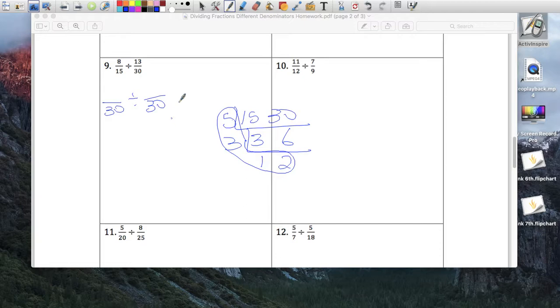So let's rewrite our fractions. How did the 15 become 30? It's times 2. So I'm going to multiply the top times 2. 8 times 2 is 16. The other one's already a 30, so no changes are necessary. So the only fraction that's going to change is this one. The 8 over 15 becomes 16 over 30. Okay.